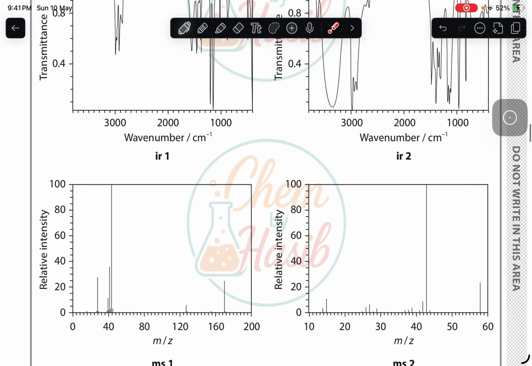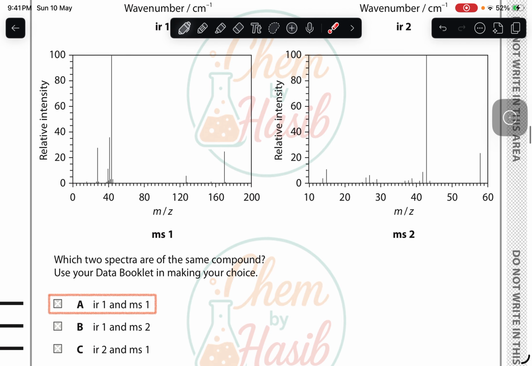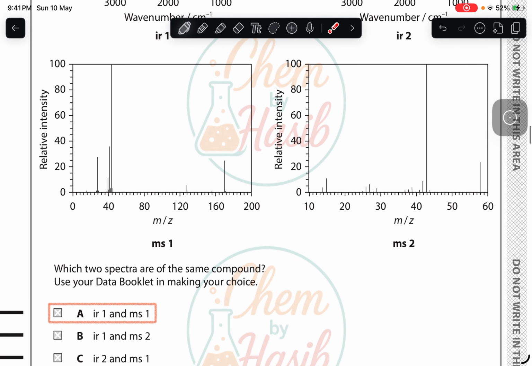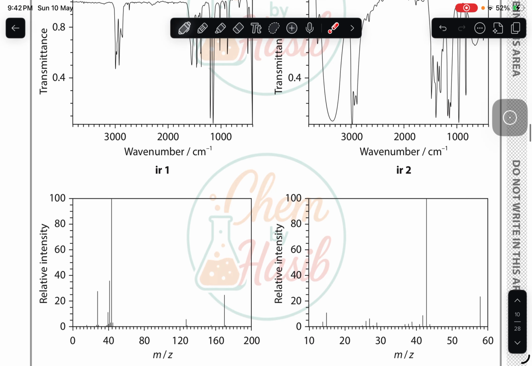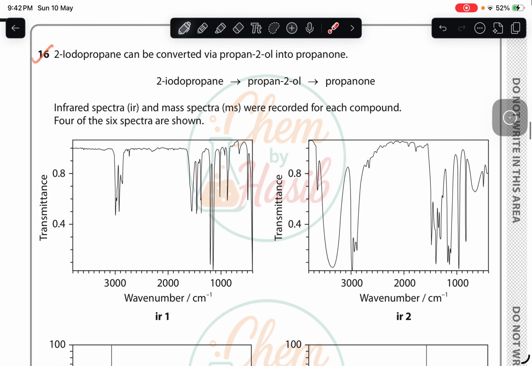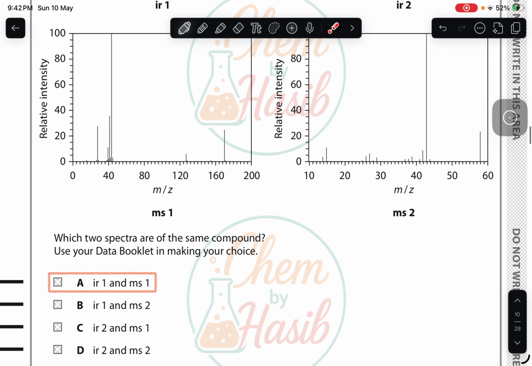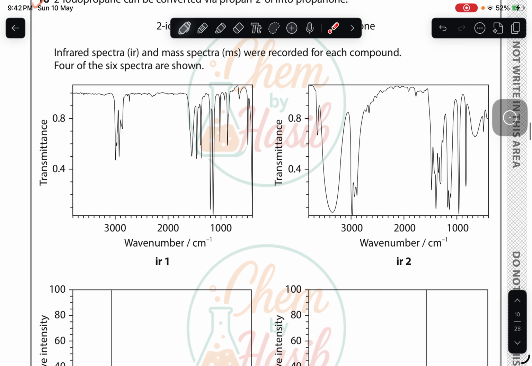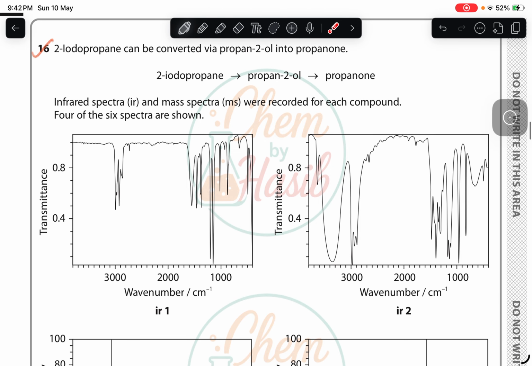Which two spectra? Use your data booklet in making your choice. All right. Let us check. They ask which two spectra are of the same compound. So this is clearly for the alcohol. Infrared spectrum 2 is for propanol, because we got to know that it's propanol because of the broad absorption here. This broad absorption indicates that it's propanol, right?